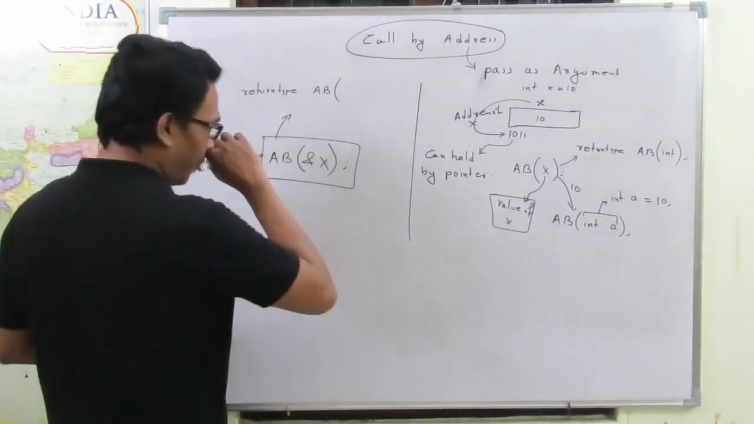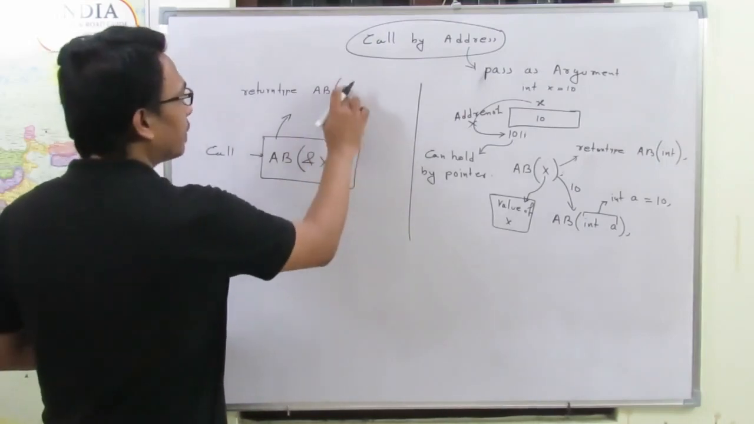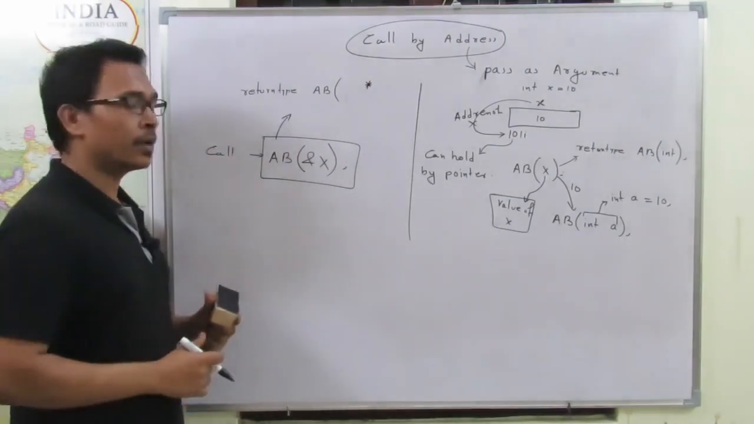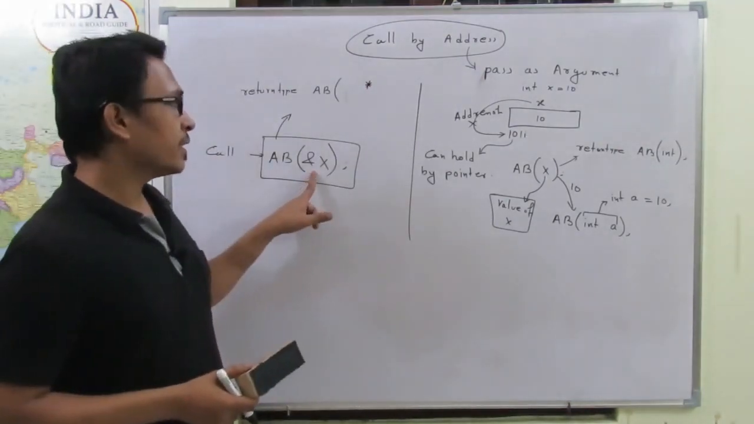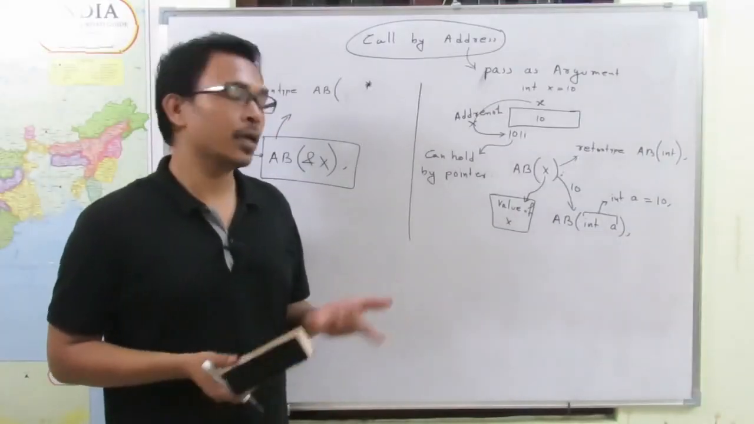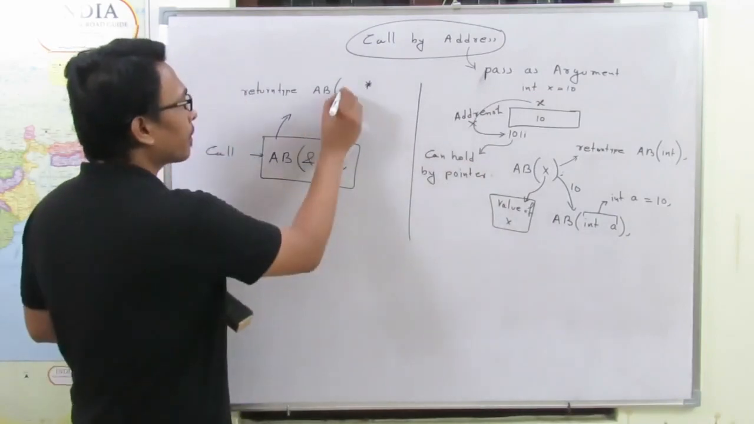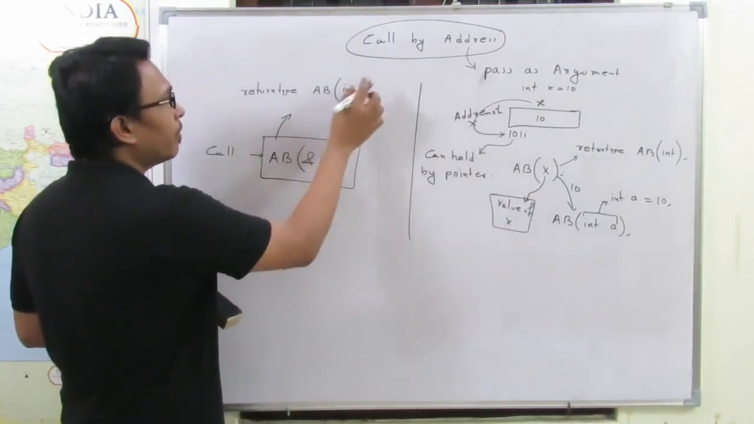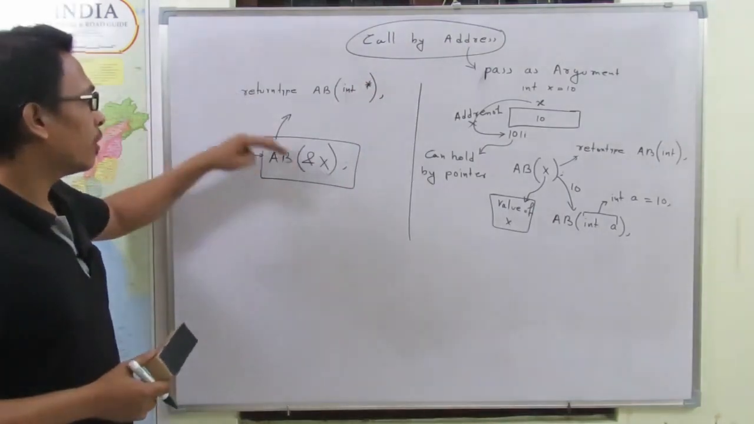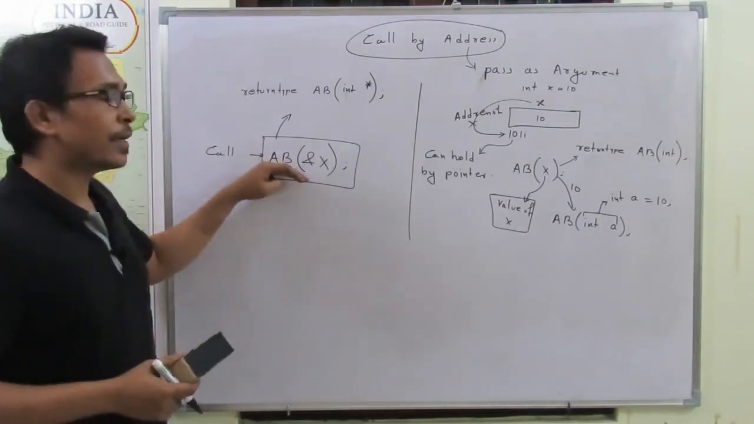That means we have to declare a pointer. Now for a pointer we use this asterisk or indirection operator. Now what type of address is it? That means the content of this particular address is what? The content of this particular address is integer. That means the data type of this pointer will be int. So this is the signature of this particular function.